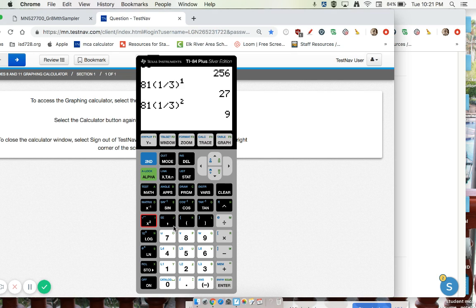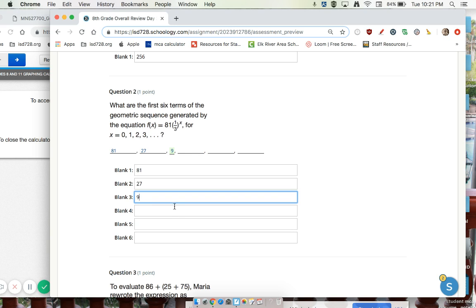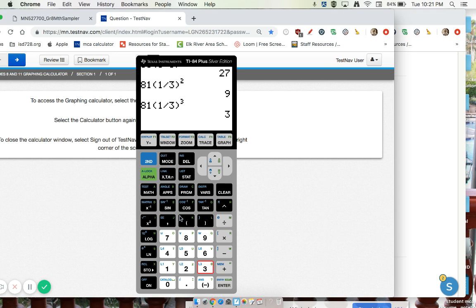I'm going to just show you. So now I have the third. So 81 parenthesis 1/3 to the third power. So I have to use this button, to the third. Hit enter, and I get 3. My next term I would think would be 1 because I keep dividing by 3.